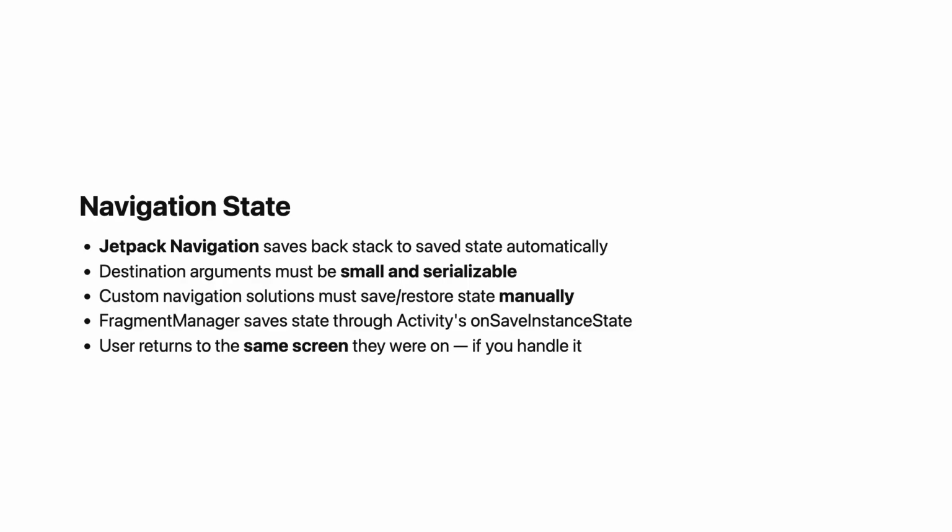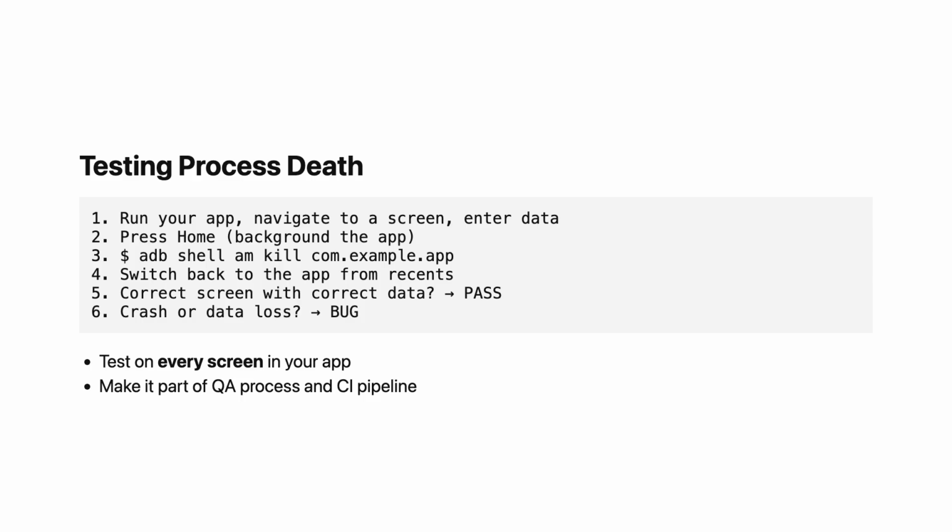Here is the most important practical advice in this video. You must test process death regularly. And Android gives you a simple tool to do it. Run your app, navigate to some screen, enter some data, press the home button so your app goes to the background, then in your terminal type adb shell kill followed by your package name. This kills your process immediately.